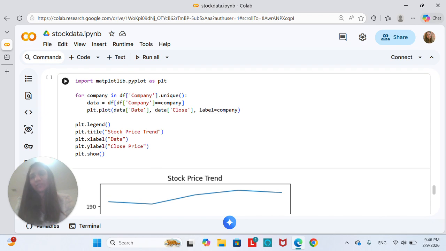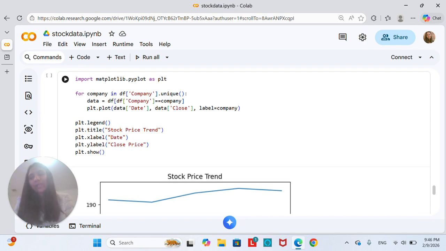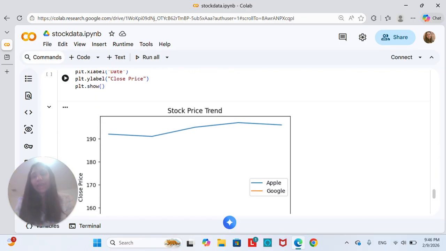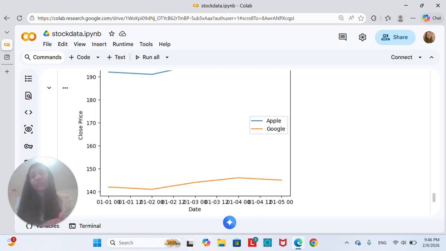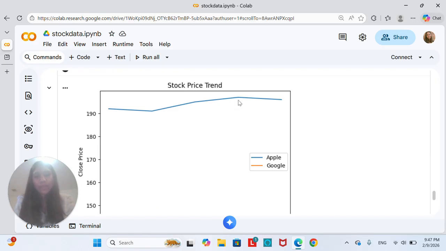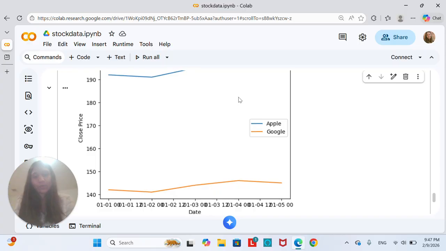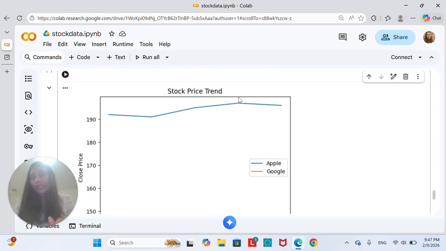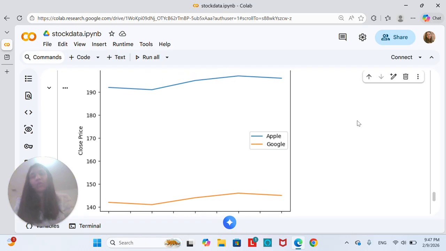Lastly, we use the matplotlib library, and we get a line chart for both companies, by date, using the close price, so we can see the fluctuation of that line, how much it fluctuated on a particular date, right? We can see this one over here on the 4th, it is going up, then it is almost stable, right? So all that analysis we can do using the data.